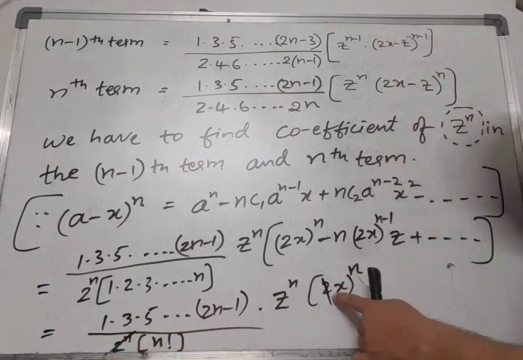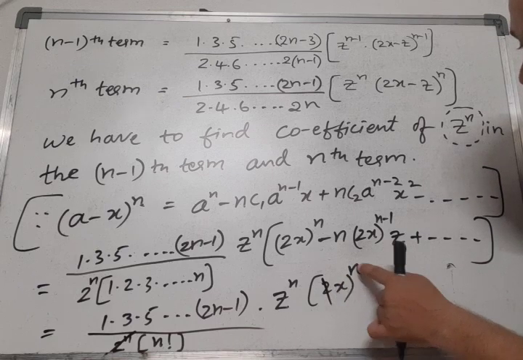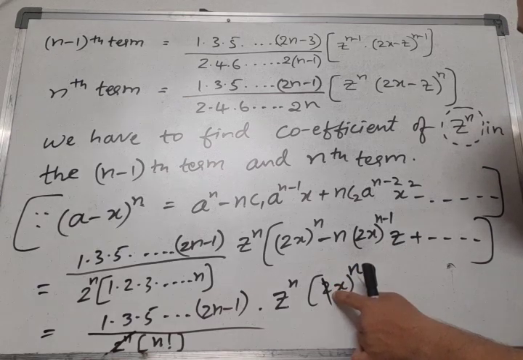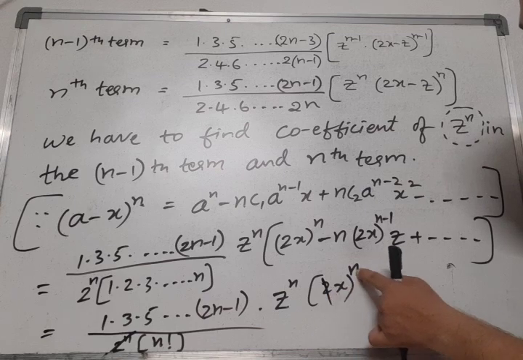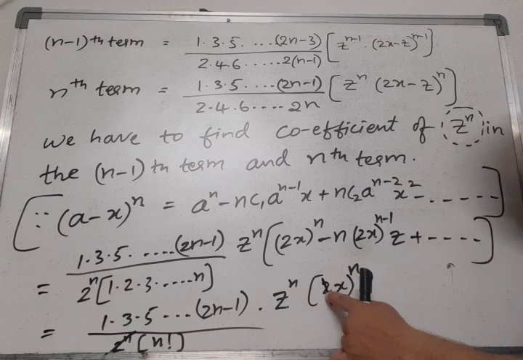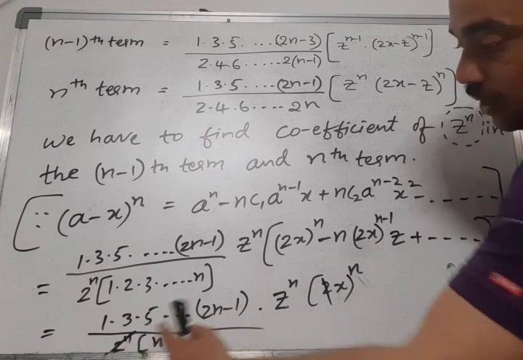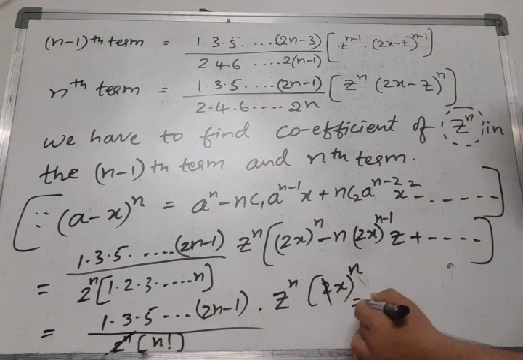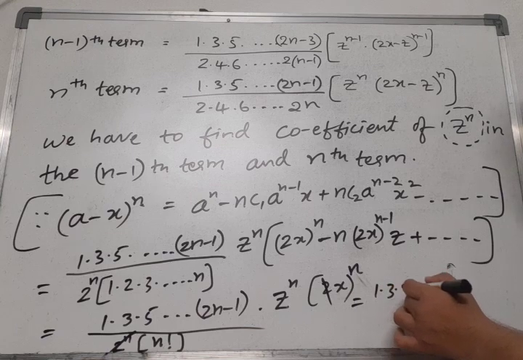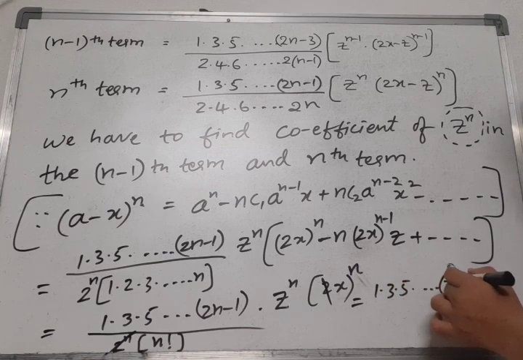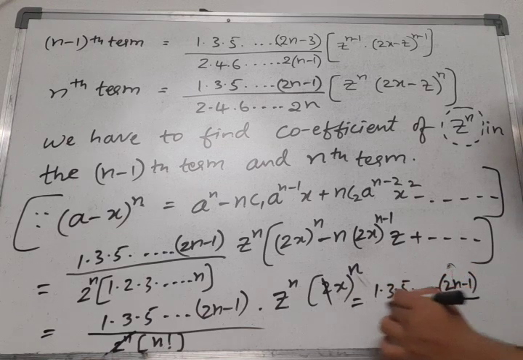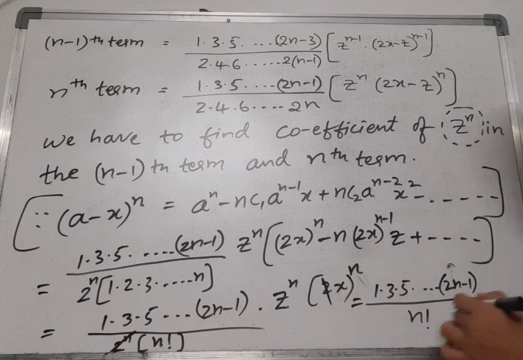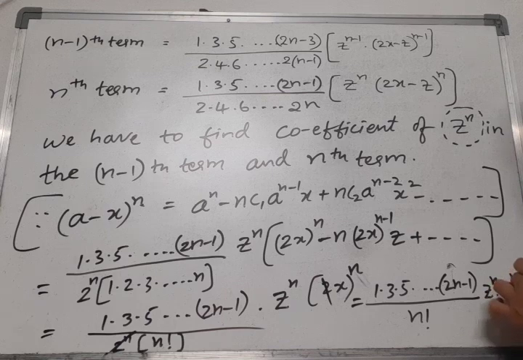Why am I cancelling this 2? Because 2 to the power of n, this n belongs to 2 also. So 2 to the power of n and x to the power of n is there. Right? So 2 to the power of n and here 2 to the power of n will get cancelled. Okay, so what remains, you write down: 1 into 3 into 5 into so on 2n minus 1 upon n factorial into z power n into x power n.